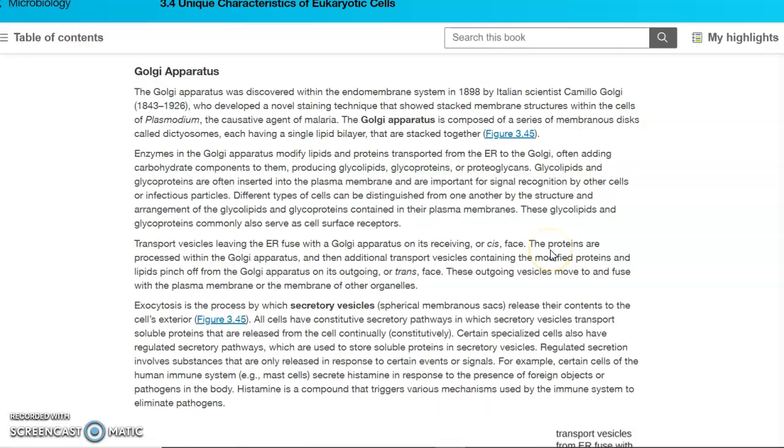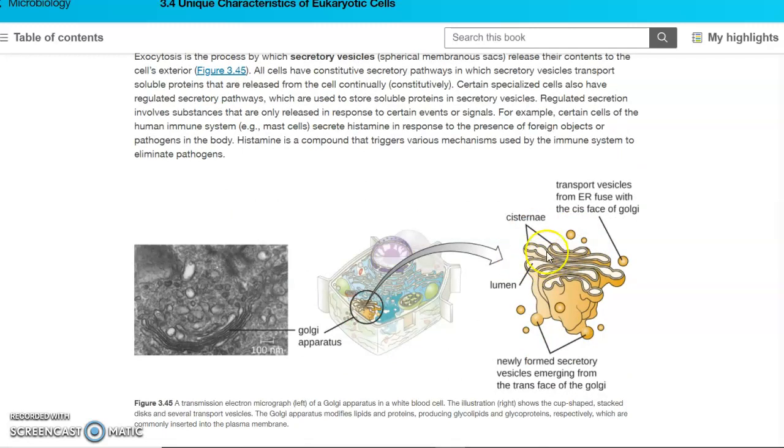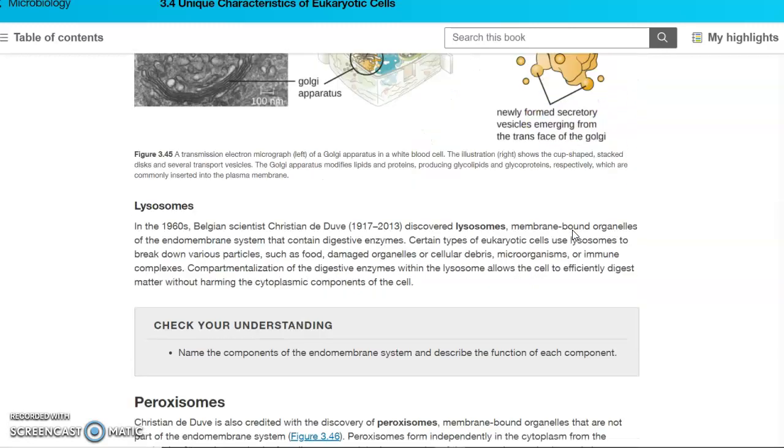Other organelles that we find in eukaryotic cells include the Golgi apparatus. I refer to the Golgi apparatus as the FedEx or the UPS because it is going to receive substances that are being produced by the cell. It's going to package those substances in little vesicles and then transport them where they need to go, either somewhere else in the cell or most likely outside of the cell to another cell in the body.